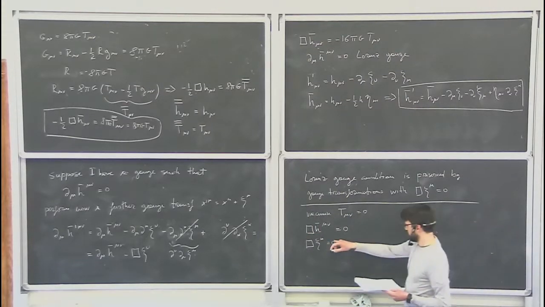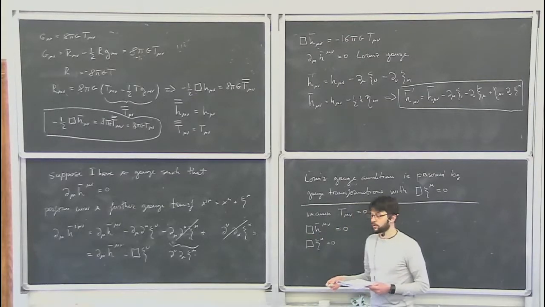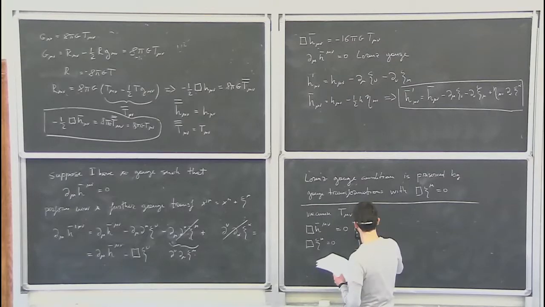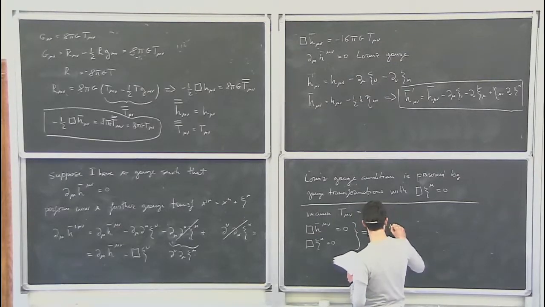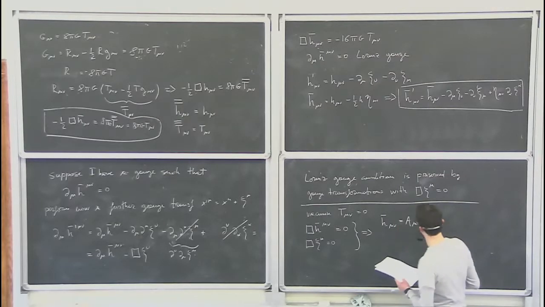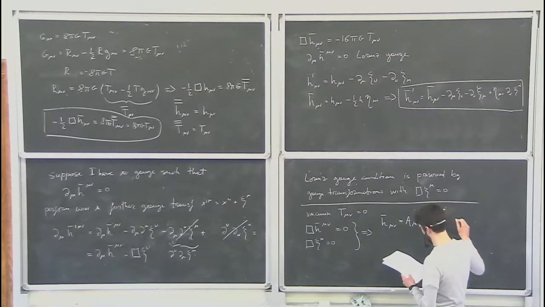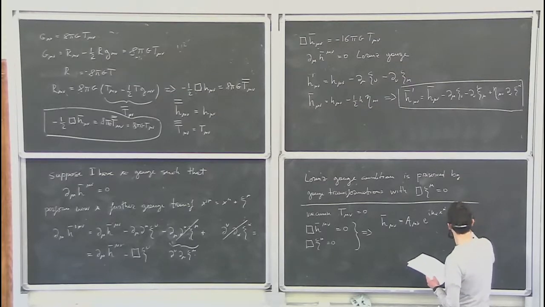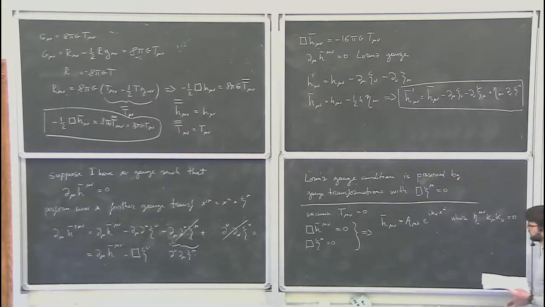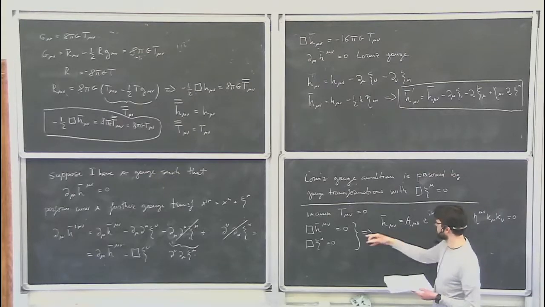I remind you, this box is nothing but the flat box operator. So this is a very easy equation to solve, or these are two easy equations to solve. So this implies that the solution is h_μν equals some constant matrix, or as we call it, polarization tensor, A_μν times e^(i k_α x^α), where k_α, let me write it explicitly, η^μν k_μ k_ν = 0.